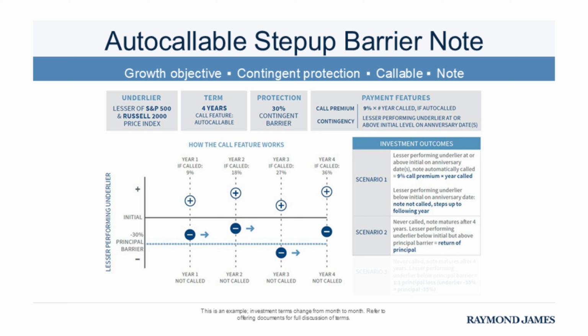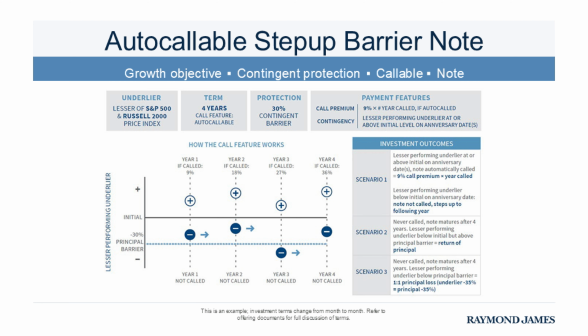Scenario 2, the market is down the entire time. It's never up on the observation date. And by the way, it only needs to be up on the observation date. The rest of the calendar year does not matter. It's just the observation date. But it's down each and every single time. If that happens, well, at the end, if it's still not down past the barrier of 30%, we get our initial principal back.